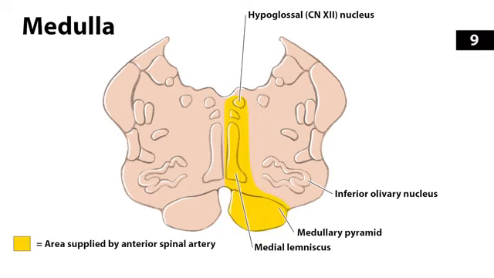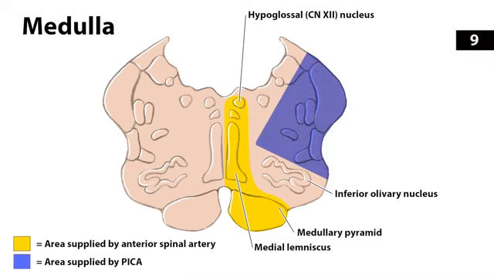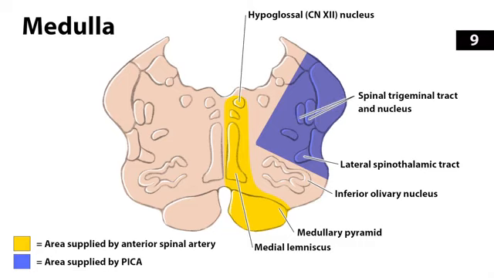And all three of those medial structures are supplied by the anterior spinal artery, which runs right along the anterior surface of the medulla in the groove between the pyramids. But the lateral portion of the rostral medulla is supplied by the PICA, the posterior inferior cerebellar artery, which wraps around the medulla on its way to the cerebellum. The lateral medulla contains the lateral spinothalamic tract, carrying pain and temperature information from the body, the spinal trigeminal nucleus and tract, the inferior cerebellar peduncle, and the vestibular nuclei.